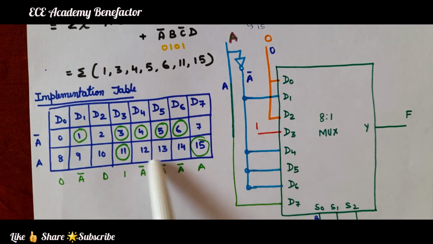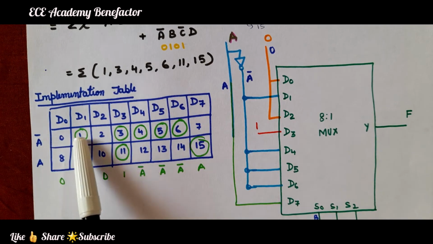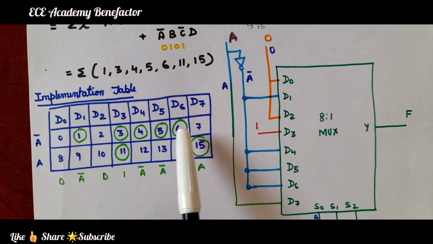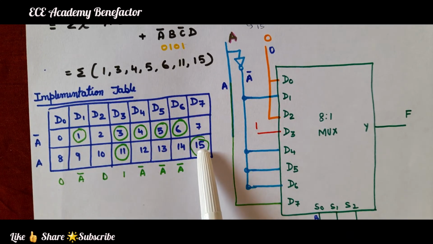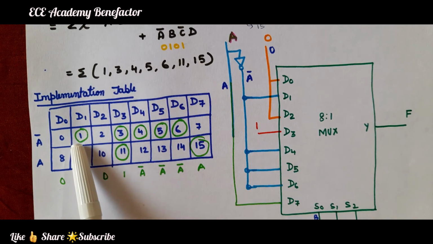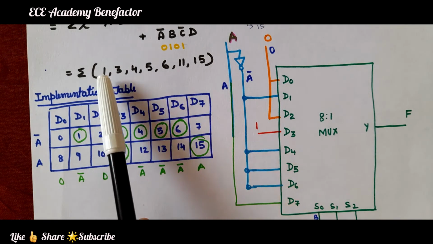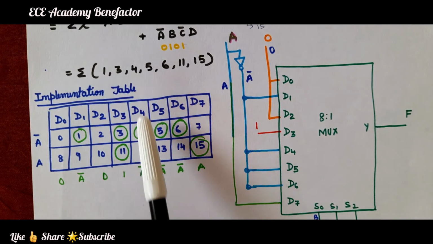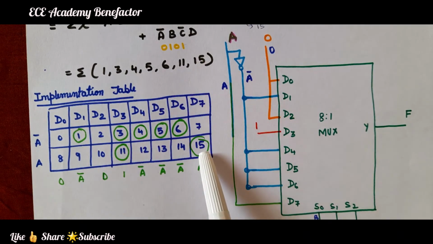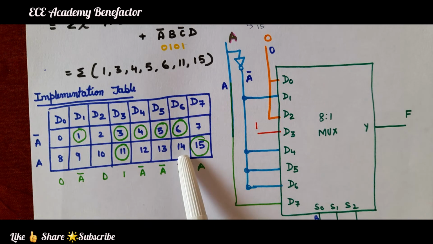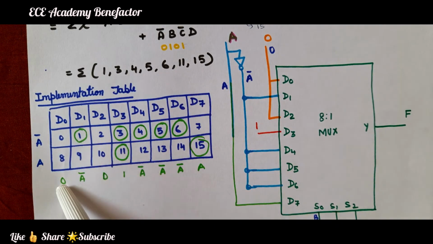Inside this implementation table we have written numbers from 0 to 15: 0, 1, 2, 3, 4, 5, 6, 7, 8, 9, 10, 11, 12, 13, 14, 15. Okay. Now we have to circle the numbers which are there in this list of minterms. So what is there? 1, 3, 4, 5, 6, 11 and 15. We have circled the numbers which are in the list of minterms. Now let us write the output of this one.